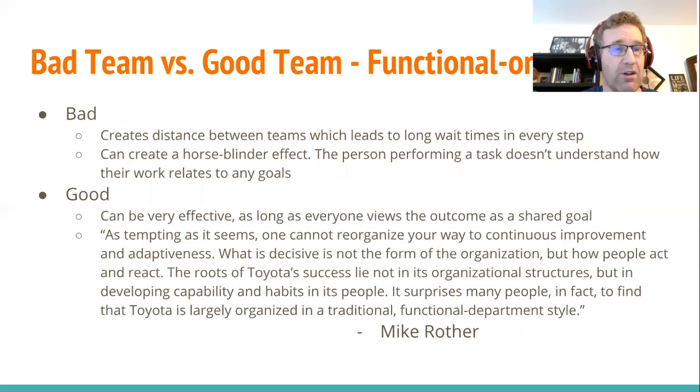Now, the good aspect of it is that it can be very effective as long as everyone views their outcome as a shared goal. Mike Rother stated, "As tempting as it seems, one cannot reorganize your way to continuous improvement and adaptiveness. What is decisive is not the form of the organization, but how people act and react. The roots of Toyota's success lie not in its organizational structures, but in developing capability and habits in its people." It surprises many people, in fact, to find that Toyota is largely organized in the traditional functional department style.